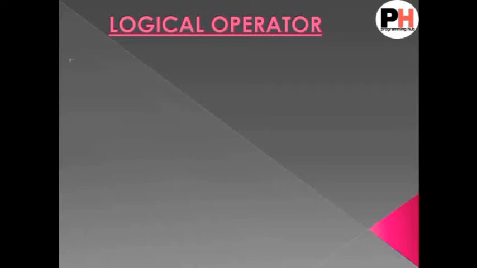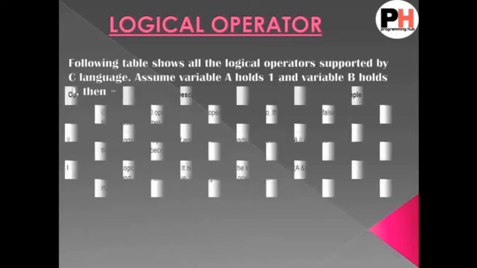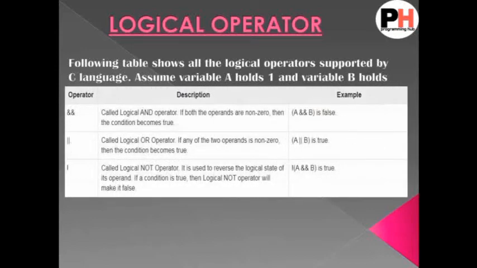Okay, now the following table shows all the logical operators supported by the C language. Assume variable A holds 1 and variable B holds 0. Then see the table carefully. Okay.